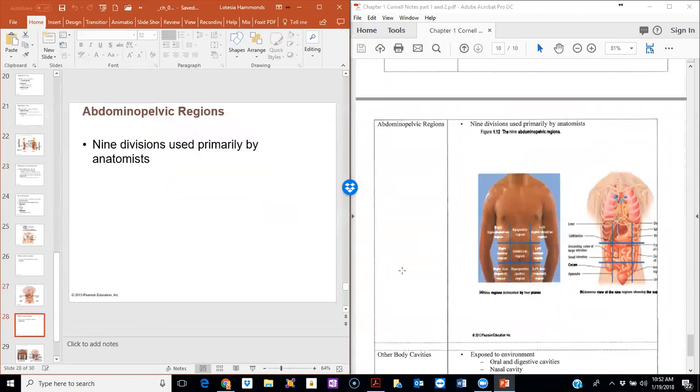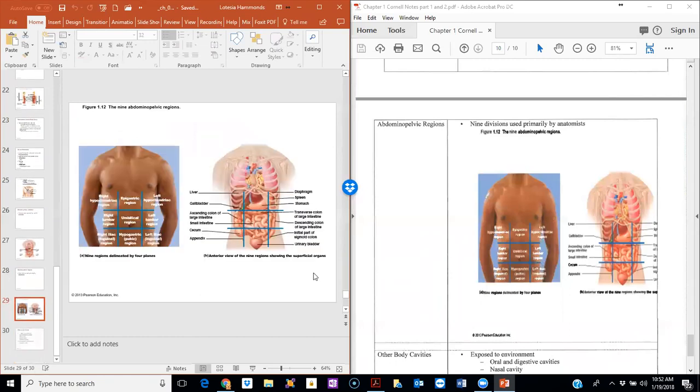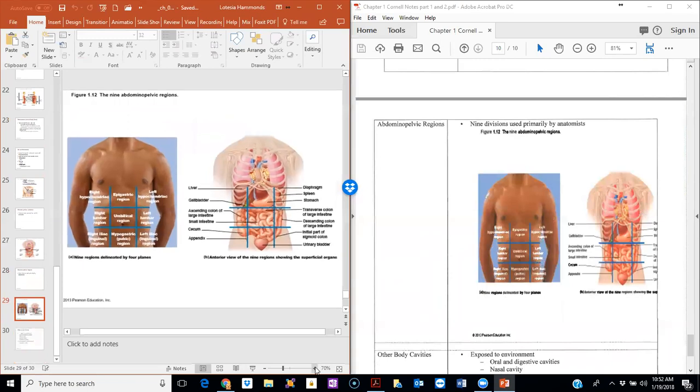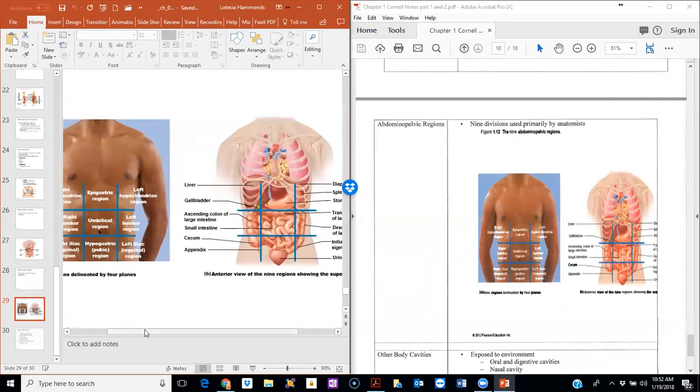There are 9 divisions used primarily by anatomists. These 9 regions just allow you to give a more specific description of where an organ or an injury may be located. On this side, also located on your notes, you have each one of the 9 regions. And then on this side, it shows you which organs would be located within those 9 regions.